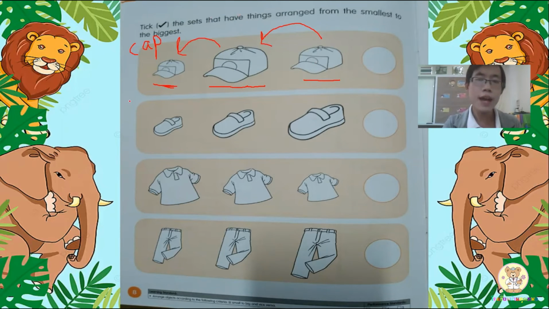Okay, let's take a look at picture number 2. You can see a picture of a shoe. You can see that the first picture is small. And after that, the second picture is bigger than the first one. And if you take a look at the last picture, it's the biggest of all 3 shoes. So we can conclude that they have arranged from the smallest to the biggest. That's why we need to do some tick on this picture.